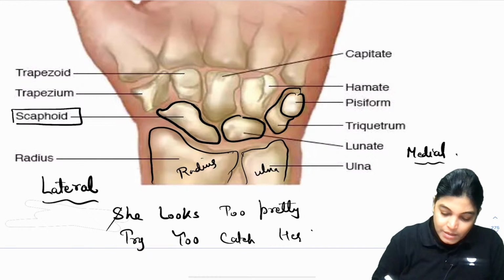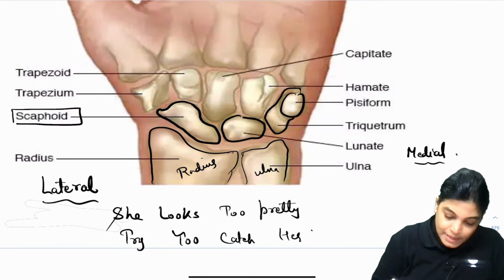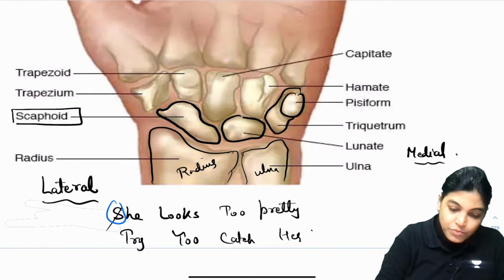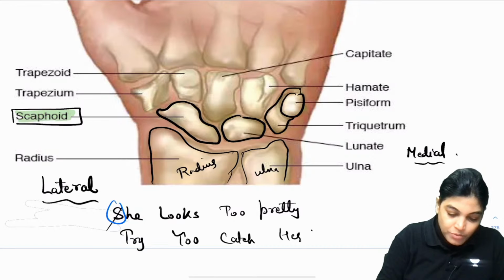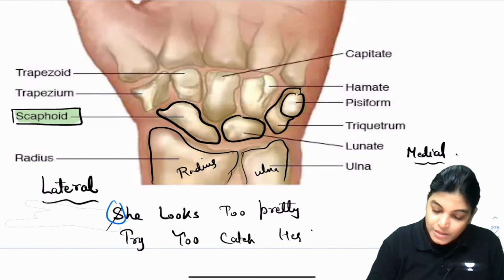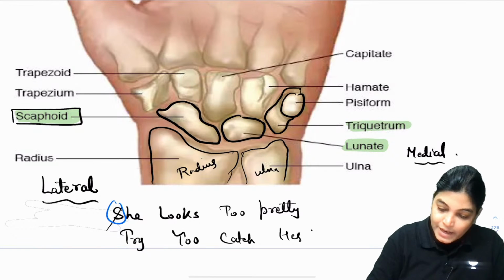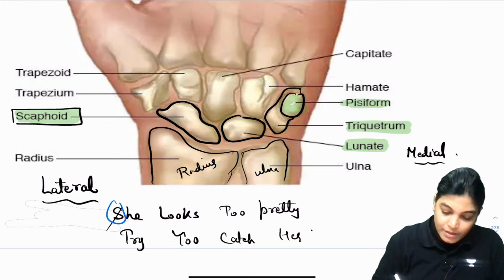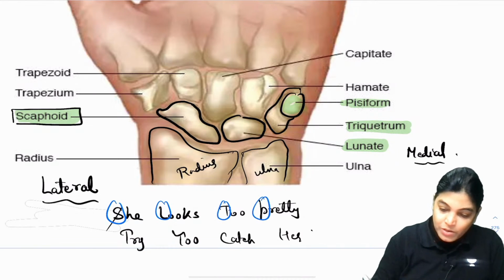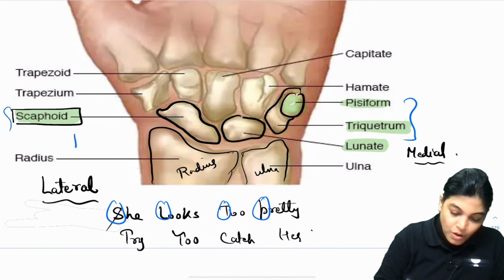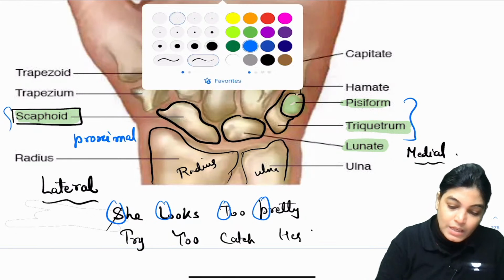Here, S stands for scaphoid bone. The next, L, stands for lunate bone, T stands for triquetrum, and over the triquetrum the pisiform bone is resting. So, we are done with the proximal row.